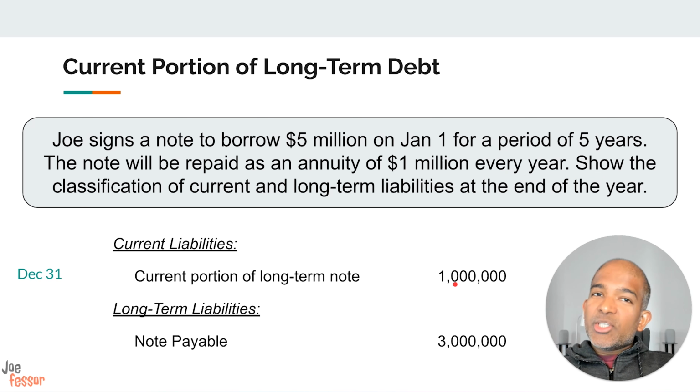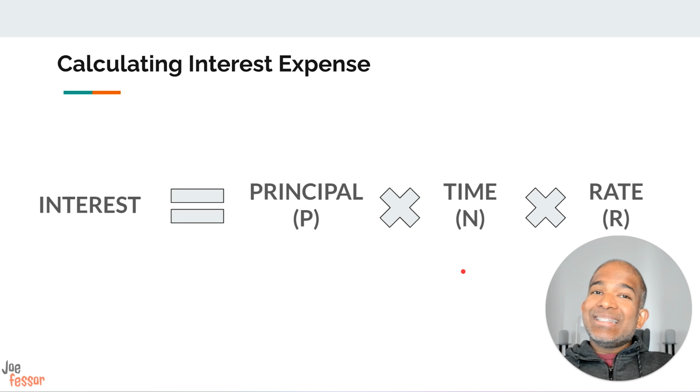Okay, now at the end of the first year, Joe makes the first annuity payment of $1 million. And the next $1 million which is due becomes a current liability because now this is due within the next 12 months. Okay, the remaining $3 million on the note remains classified as long-term debt as it's not yet due. With each passing year, another $1 million will shift from the long-term to current liabilities until the entire loan is repaid.